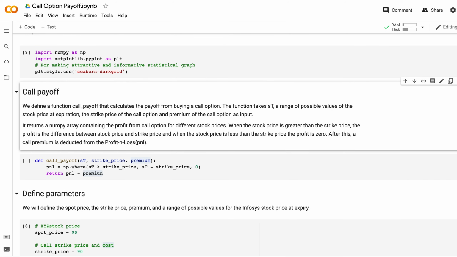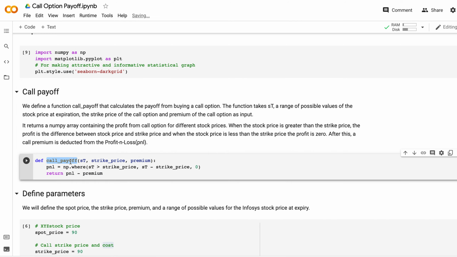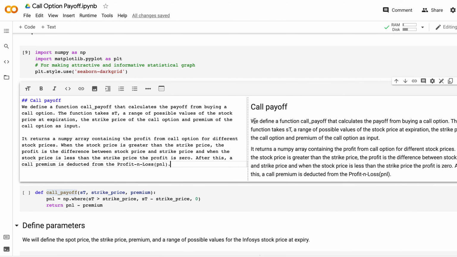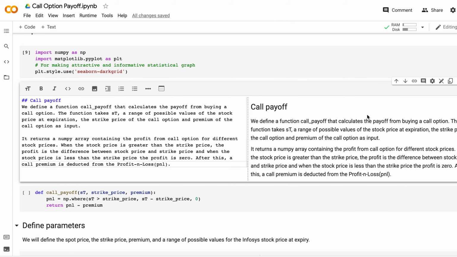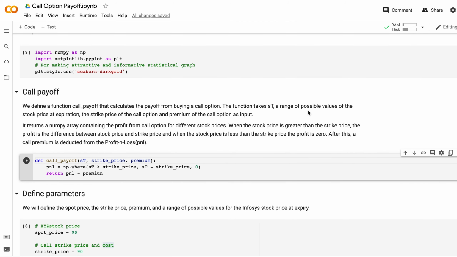So let's understand call payoffs, right? So we define a function called payoff that calculates the payoff from buying a call option, right? The function takes ST, that is the stock price, a range of possible values of the stock price at expiration, right? The strike price of the call option and premium of the call option as input. It returns a NumPy array containing the profit from call option for different stock prices.